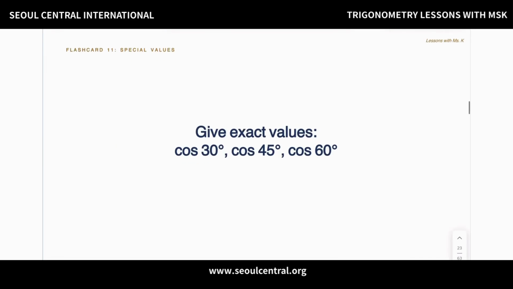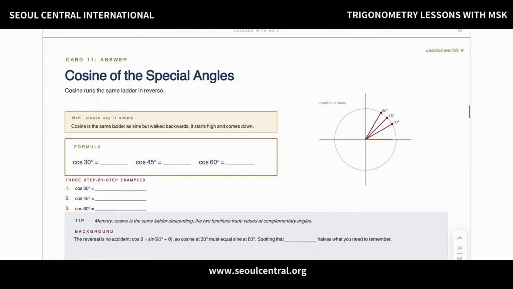All right, so flashcard 11, special values: give the exact values of cosine 30, cosine 45, and cosine 60. The cosine of the special angles runs a similar ladder, just the reverse. Cosine is the same ladder as sine, but walked backwards. So you start high and then you come down. So cosine 30 equals square root 3 over 2, cosine 45 equals square root 2 over 2, and cosine 60 would be 1 over 2.